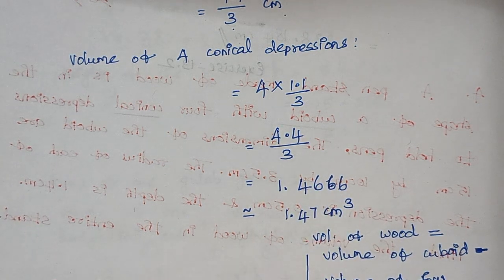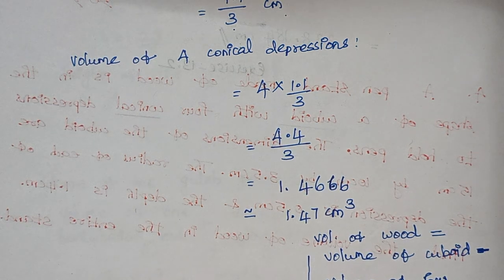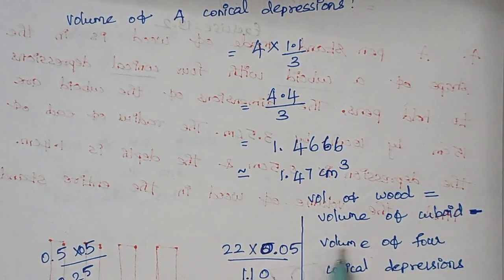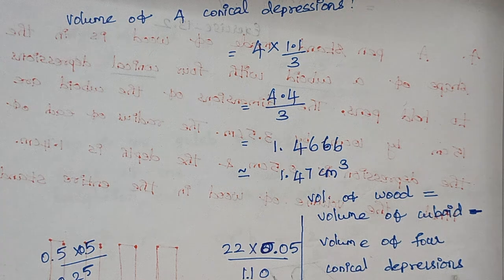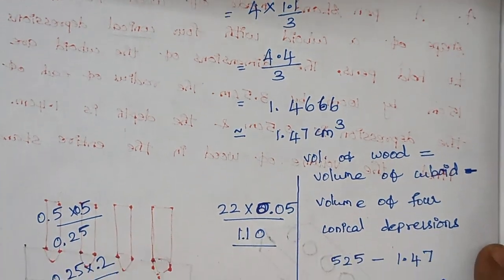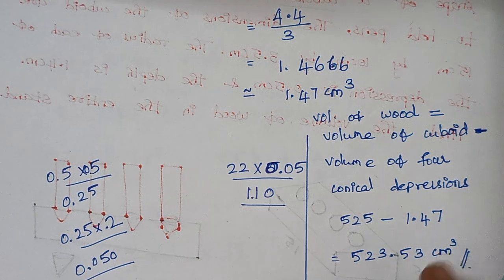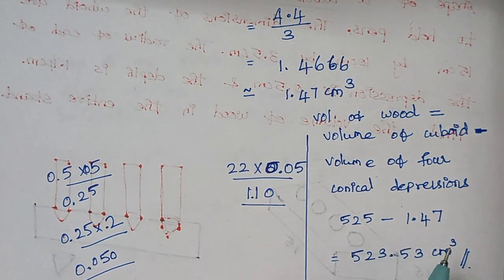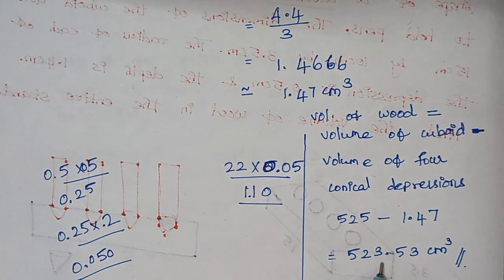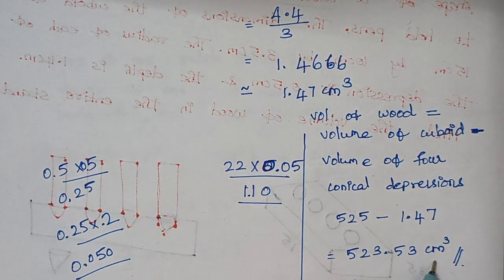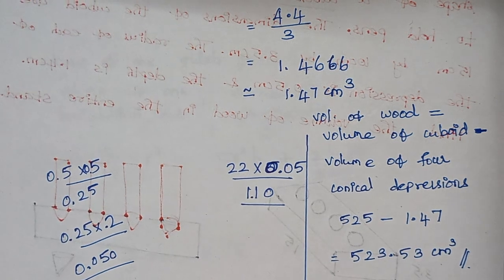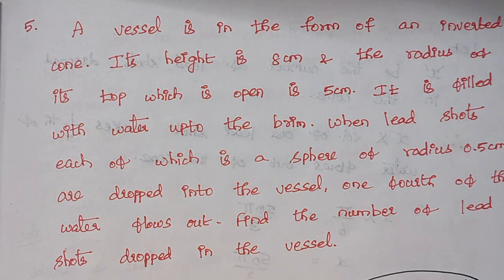Now we are going to find the volume of the wood. How do we find it? It is the volume of the cuboid minus the volume of the 4 conical depressions. The volume of the cuboid is 525 and the volume of the 4 conical depressions is 1.47. When you simplify, 525 minus 1.47 gives 523.53 centimeter cube. So finally, this is the volume of the wood.